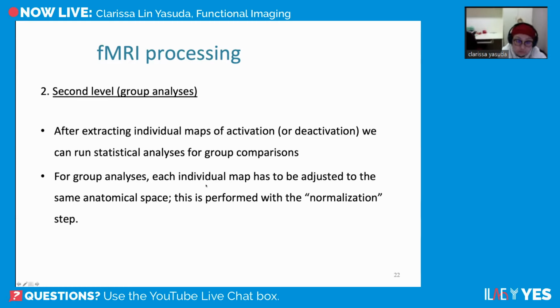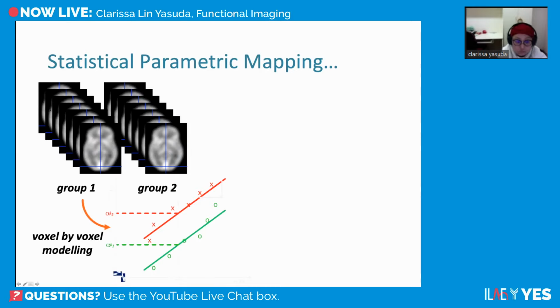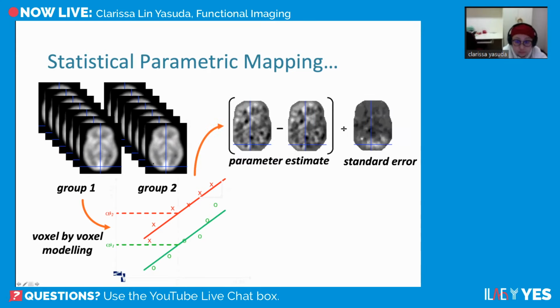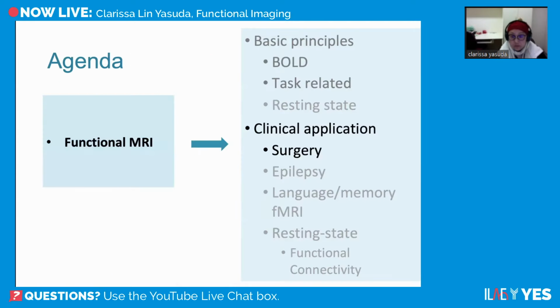So you have the first level, then you have the second level. So the second level is important when you are thinking about group analysis like this. So imagine you want to compare a group of controls with a group of patients with some task, and then we need to be sure the images are really well aligned. And we can use some software, like SPM, to calculate the difference, okay? So this, I think we can go now to the clinical application.